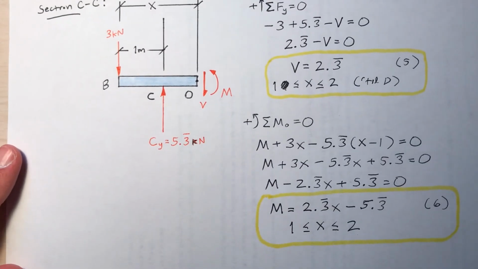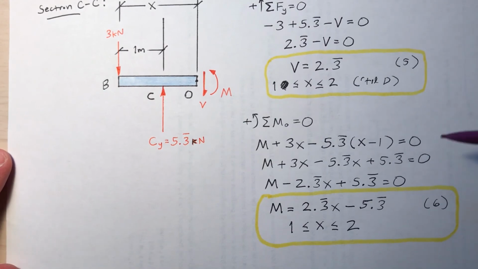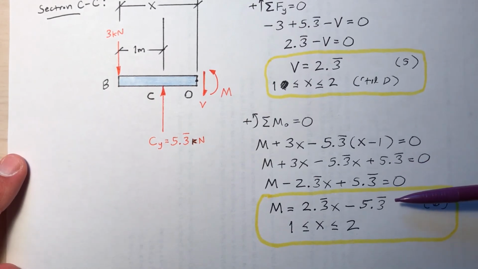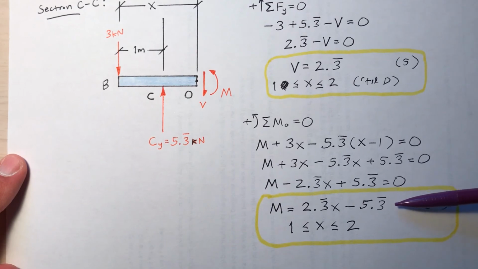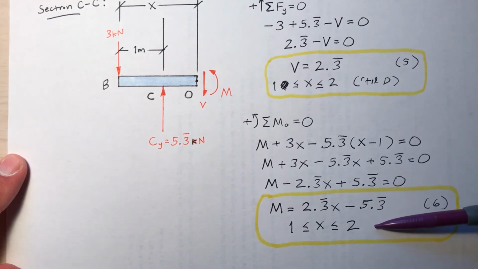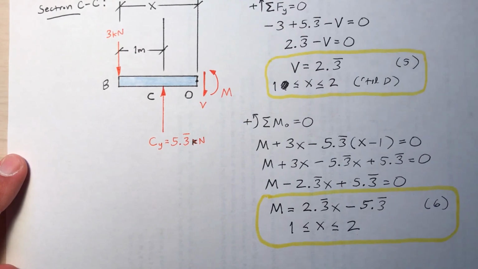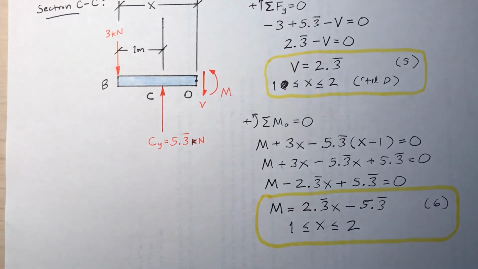Then the moment equilibrium, the sum of the moments about point O is 0. So I come up with this equation: moment is equal to 2 1/3 x minus 5 1/3, for x being between 1 and 2, that means between points C and D. But then at D, a new equation has to kick in.